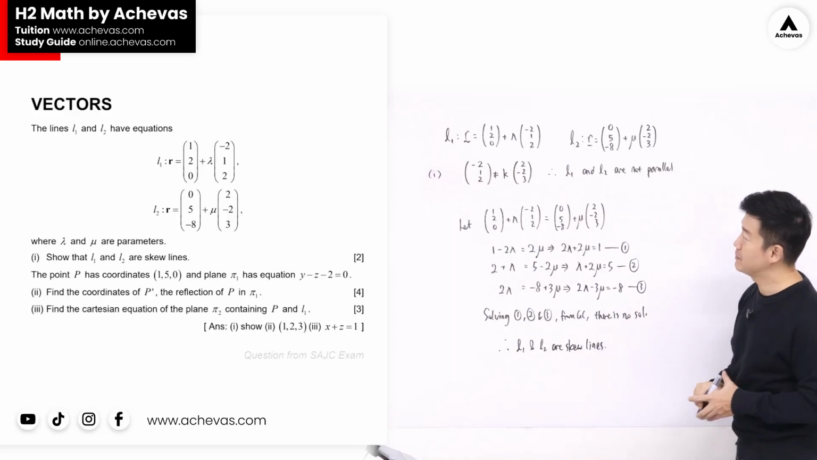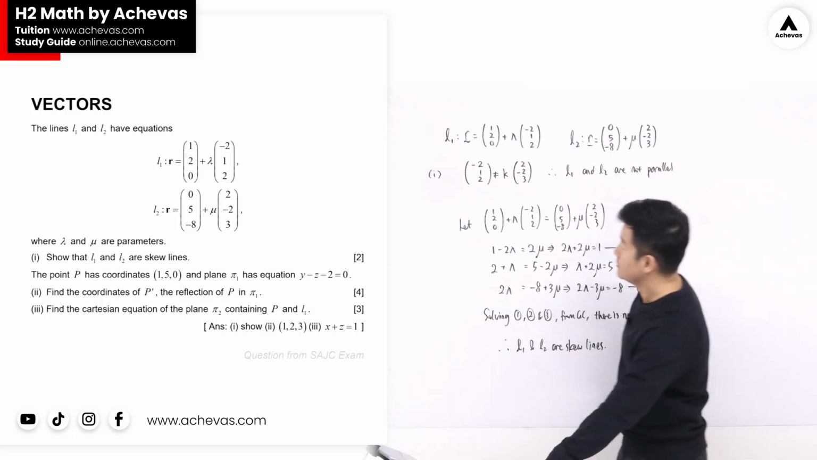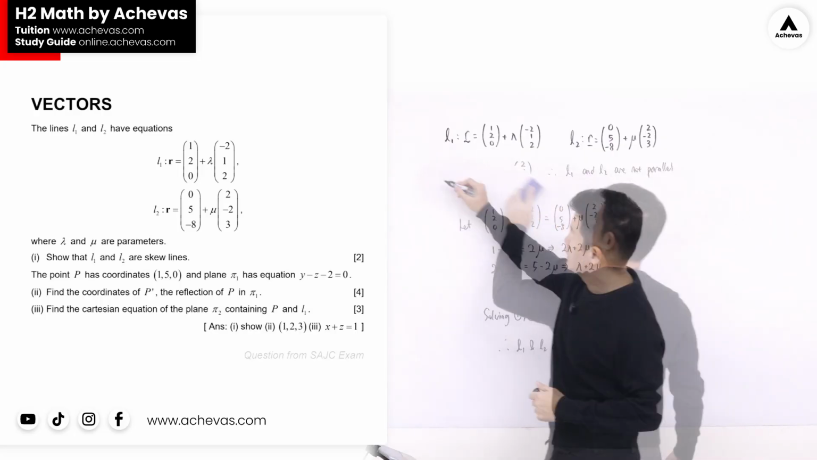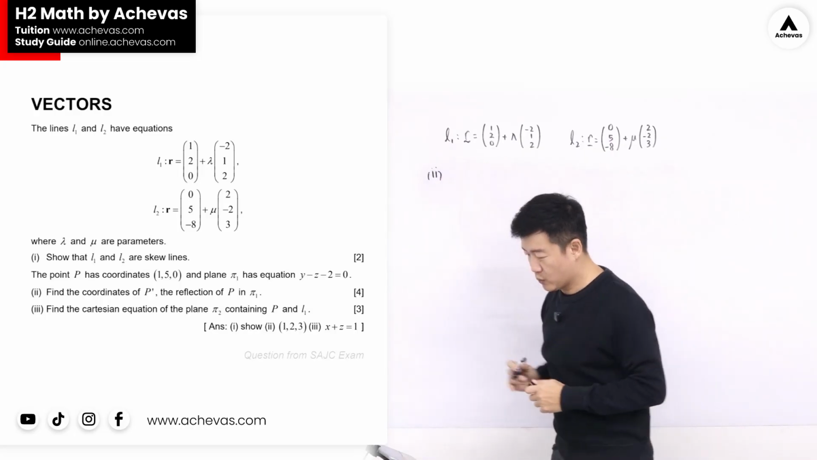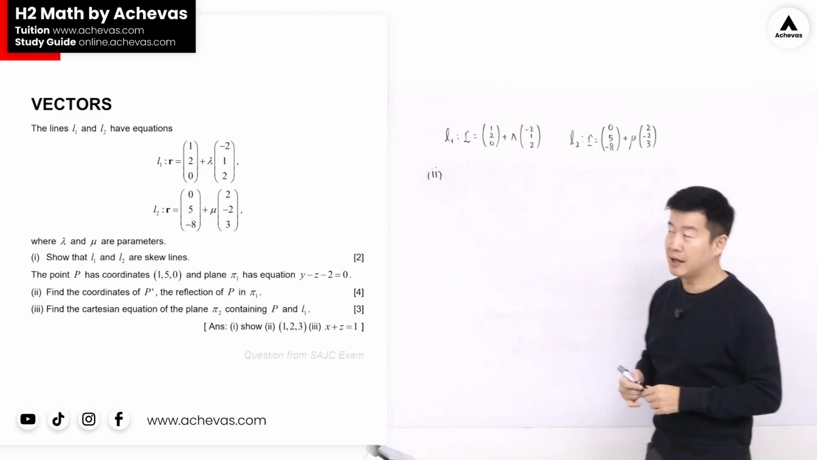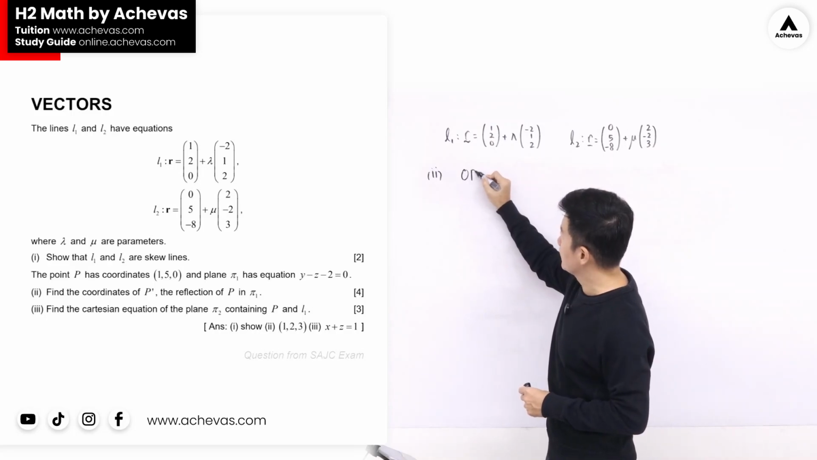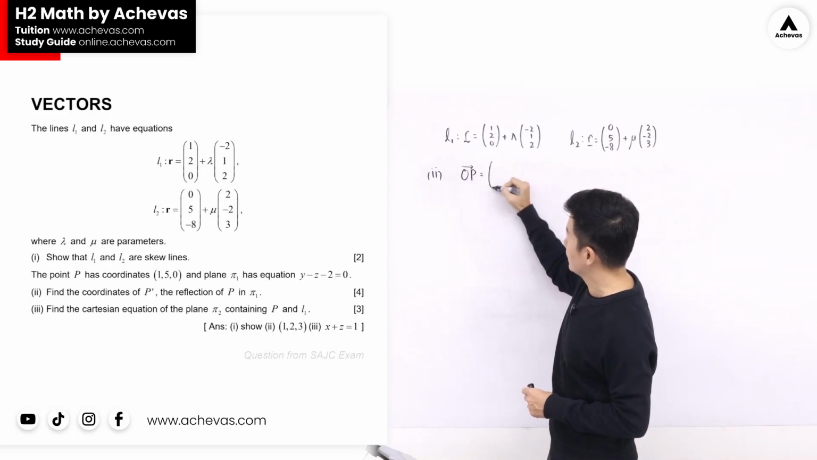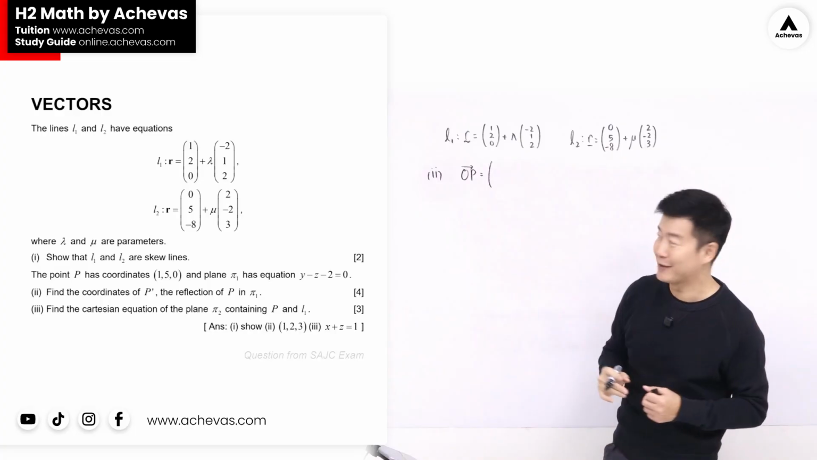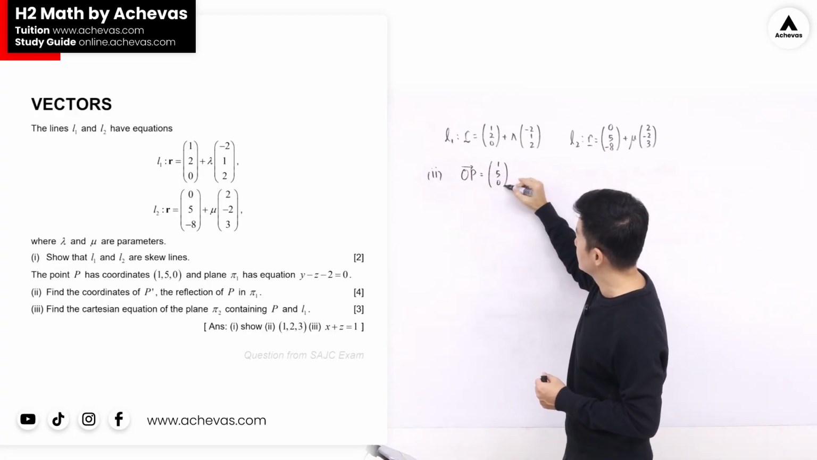Okay, this is the first part of the question. Let's take a look at part 2. In part 2 of this question, we are given a point P and the plane pi 1. Let me write it down. So we are given the coordinates of point P. I'm going to write it in position vector form since we are looking at vectors. So OP is 1, 5, 0.